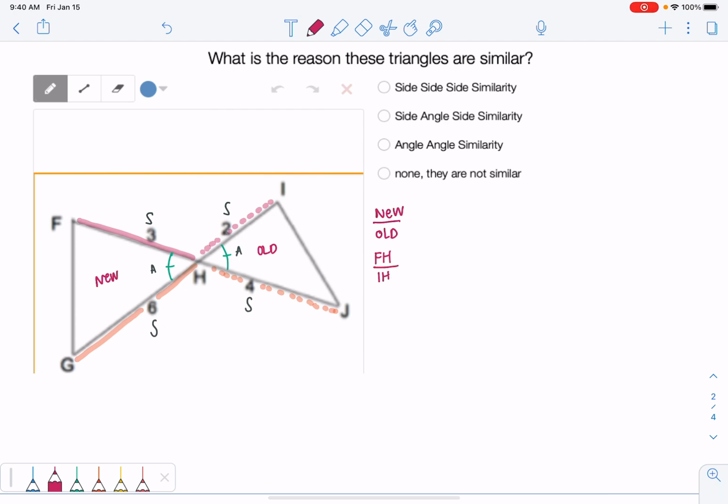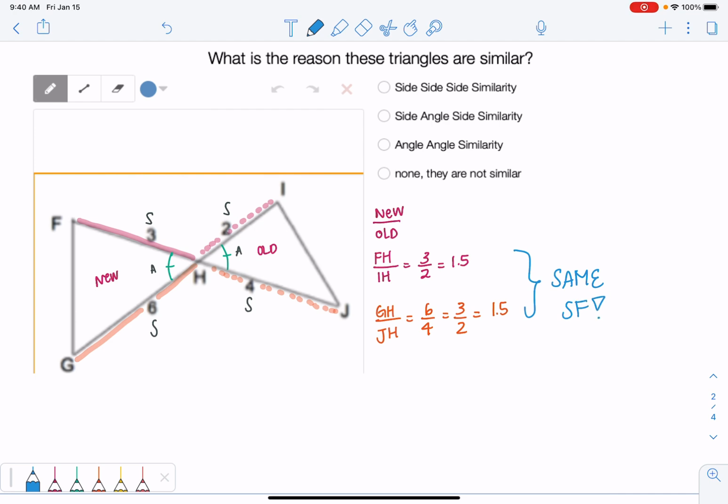FH over IH equals 3 divided by 2, which equals 1.5. And GH divided by JH, which equals 6 over 4, 3 over 2, or 1.5. So they have the same scale factor. So we have 2 sides and an angle. That makes this side, angle, side.